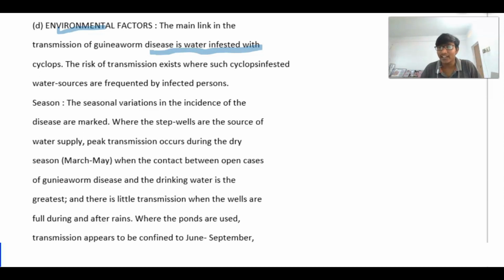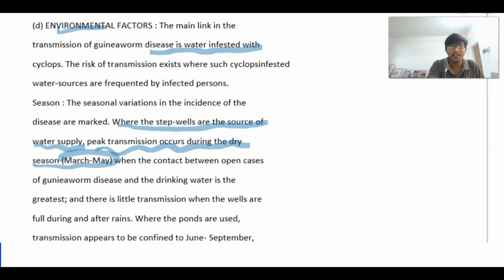The water which is containing cyclops, the cyclops which are infected by the larvae. So these are the main source. You can see seasonal variations in the disease are marked by where the step wells are the source of water supply, and peak transmission occurs during the dry season, that is during March and May.